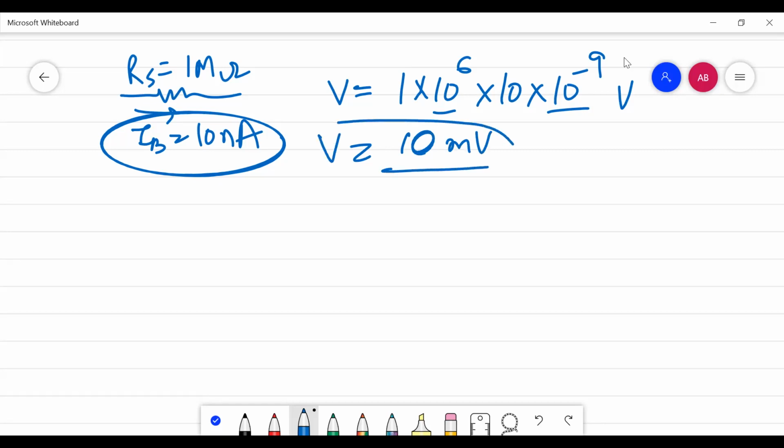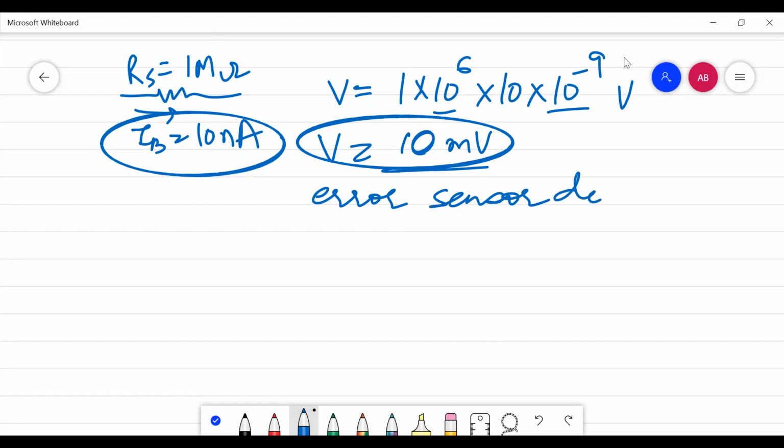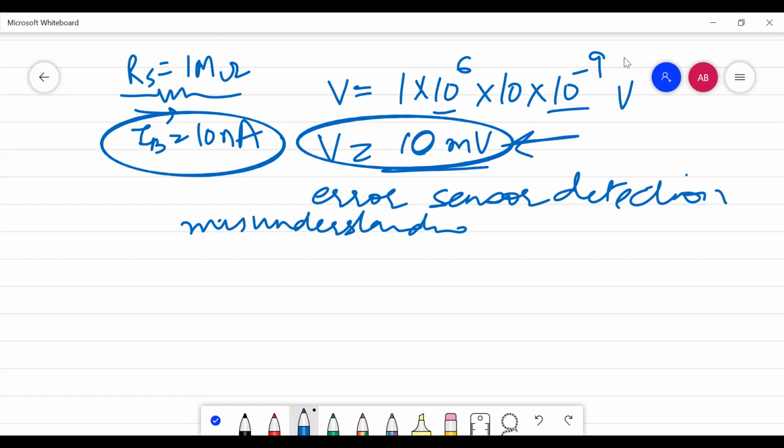And because of this type of voltage that is there at the output, what you find out is an error in the sensor detection activity. Because of this voltage that has just got generated because of the bias current and the difference between the input offset bias currents, there will be a misunderstanding that a sensor is sending a voltage that is being measured. So this should be as small as possible.